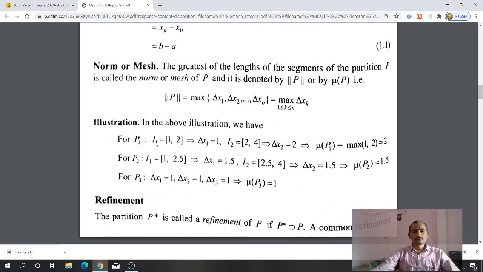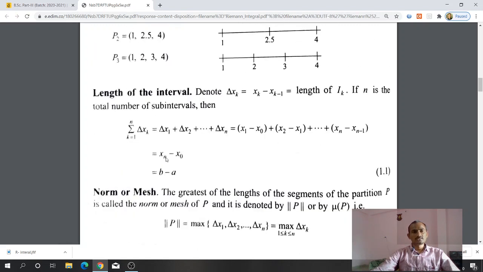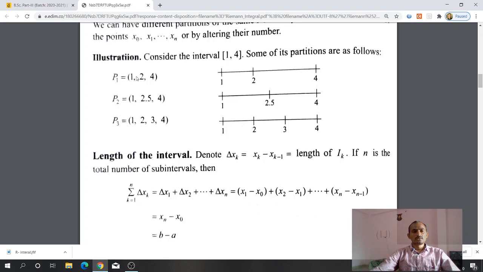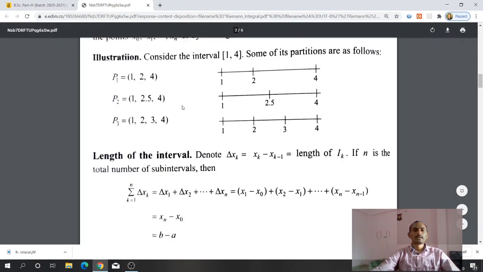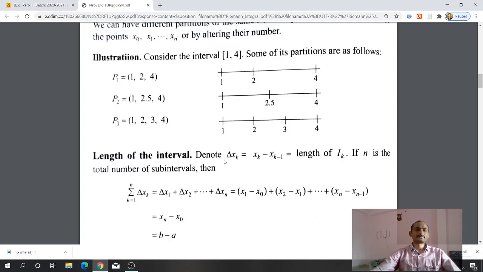So we have one partition P1, that is 1, 2, 4 for this closed interval 1 to 4, and P2 is another partition for this, and P3 is another partition for this. So we have three partitions for this closed interval 1 to 4. Let's see what is the norm of P1, what is the norm of P2, and what is the norm of P3.